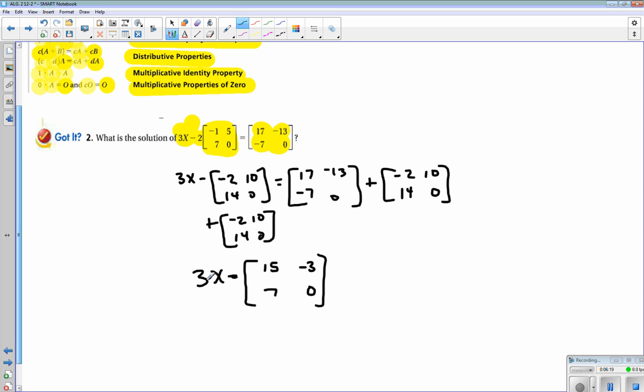All right, so the next thing I'm going to do is divide by 3. But dividing by 3 is kind of an awkward way to write that in a matrix, so I'm going to multiply by 1/3. So 1/3 times 3X is our X term. And then I just will give everything in here a divided by 3.